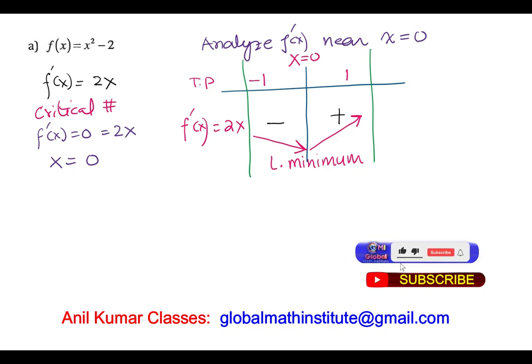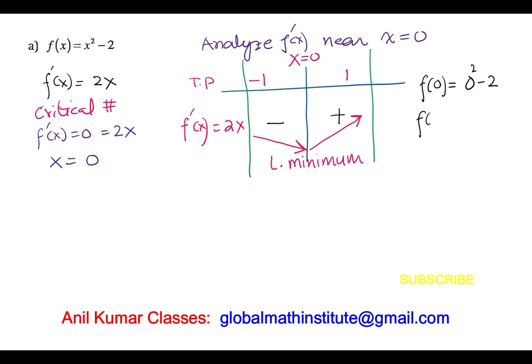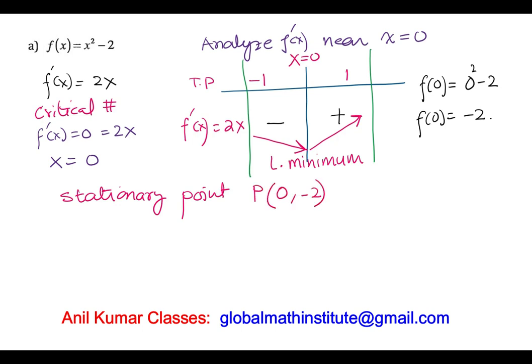To find the point, we have to find what this point is, right? So let's find the value at 0. We have 0 squared minus 2. So we know f of 0 is equal to minus 2. And therefore, we can now write down that the stationary point, let's call it point P, which is (0, minus 2), is classified as a local minimum. I hope that is absolutely clear, right? So these are the steps to be followed, correct?